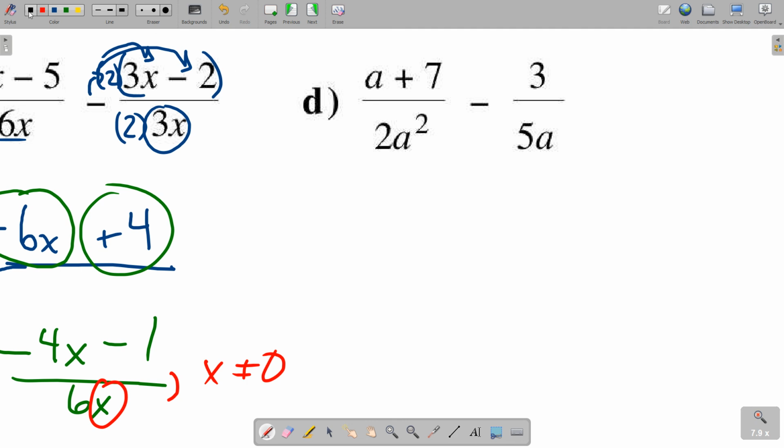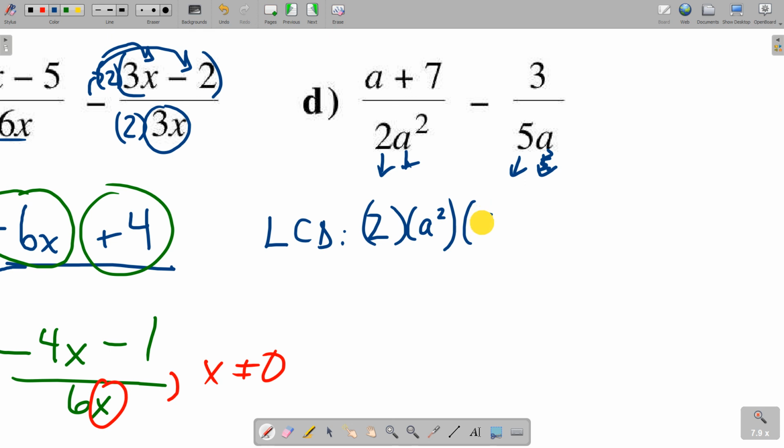I do appreciate it. So this time we've got different variables, or rather variables at different degrees, a and a squared. Our LCD is going to need a 2, an a squared, and a 5. I don't need the a itself, I already have that built in. So it's going to be a 2. It needs an a squared because that's the highest degree. That's what it needs. And then it needs a 5.